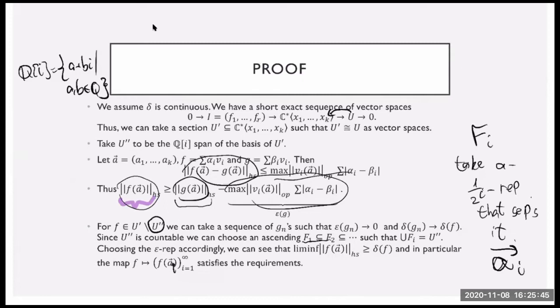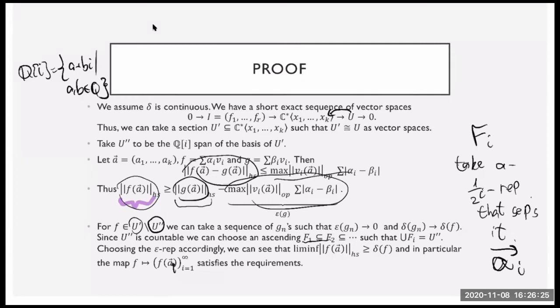Now we need to explain why any element in U prime that is not in U double prime is also bounded away from 0. And the way you see that is that you can take a sequence of GNs inside U double prime that tends to this F. So we take this GN such that epsilon of GN tends to 0. So this number goes to 0, which is exactly saying that the L1 distance between the GNs and F tends to 0. You can check that this is the same thing. And as well, since we took delta to be continuous, we automatically get that delta of GN tends to delta of F.